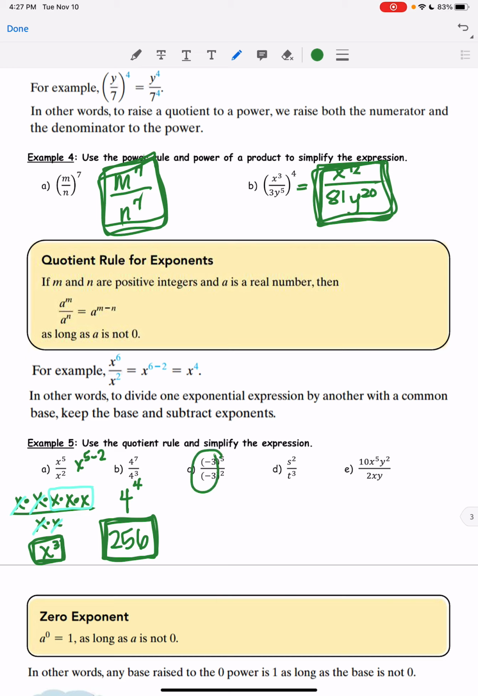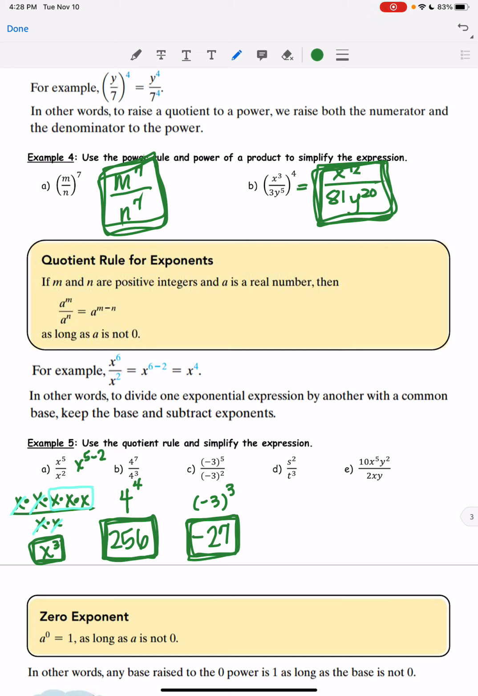You've got the same base here. So I've got -3 in parentheses. 5 minus 2 gives me 3. We can evaluate that. That's going to give me a -27.